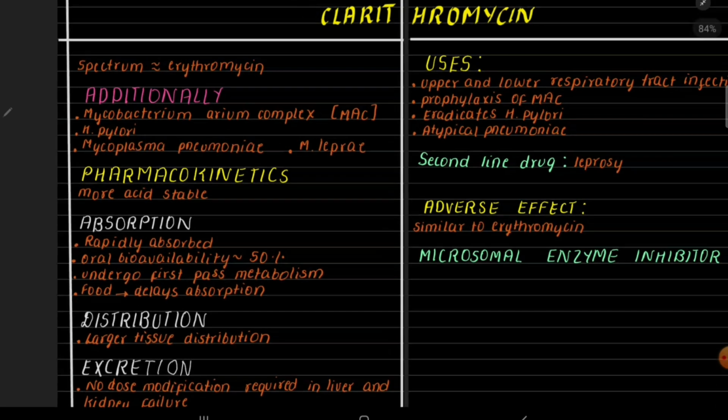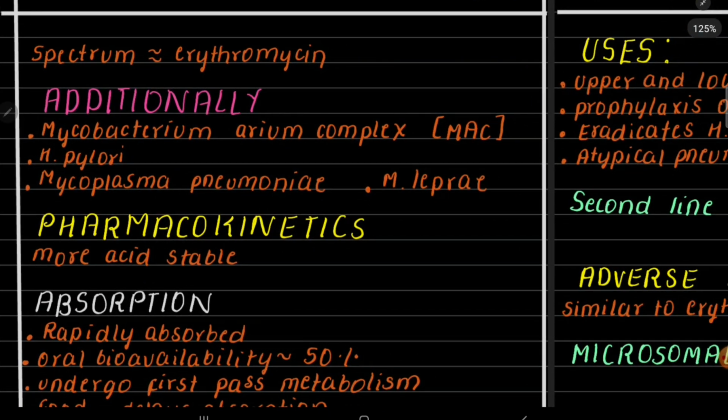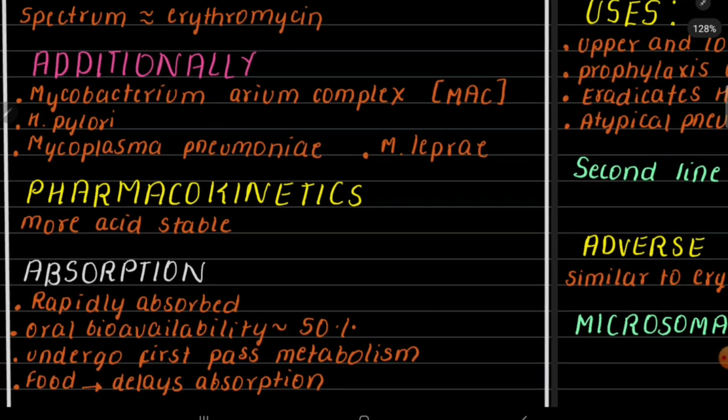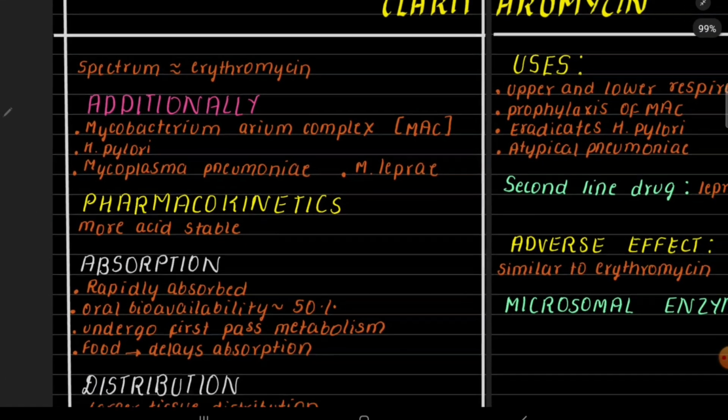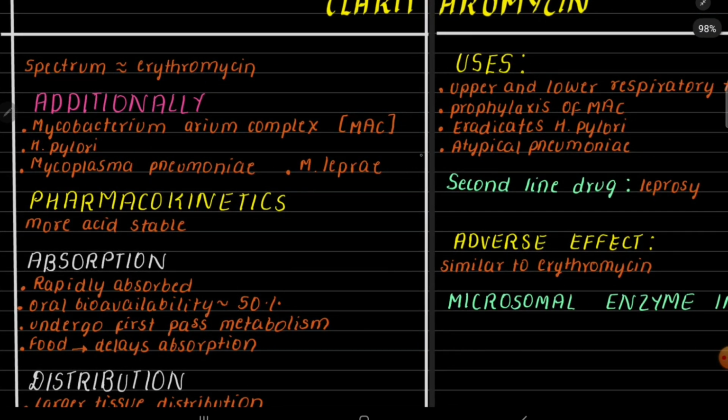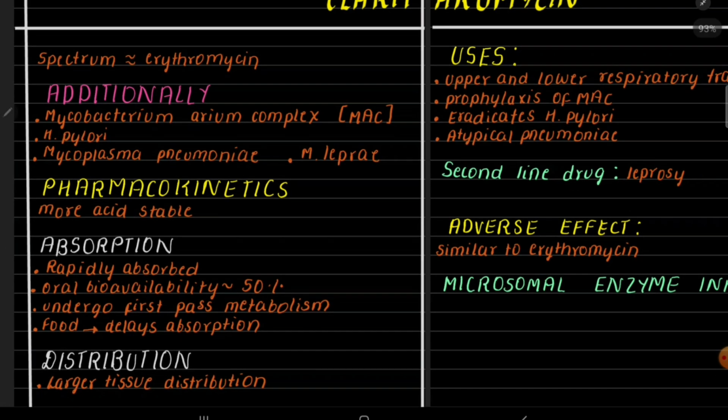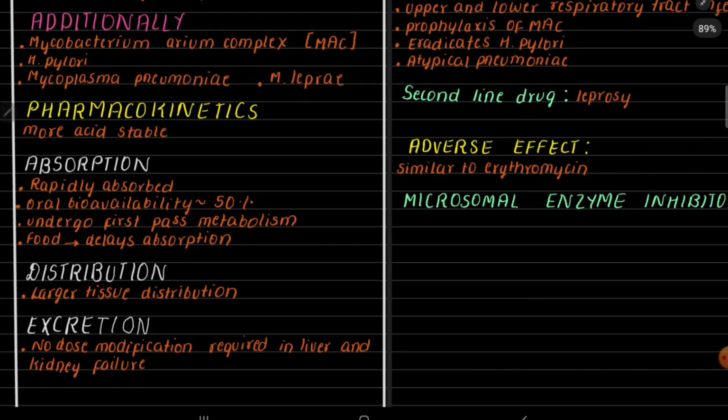The spectrum of clarithromycin is more or less the same as that of erythromycin, but additionally it is effective against Mycobacterium avium complex or MAC, Helicobacter pylori, Mycoplasma pneumoniae, Mycobacterium leprae. Remember these organisms well so that you will easily be able to write the uses of clarithromycin. I'll show you how in a while.